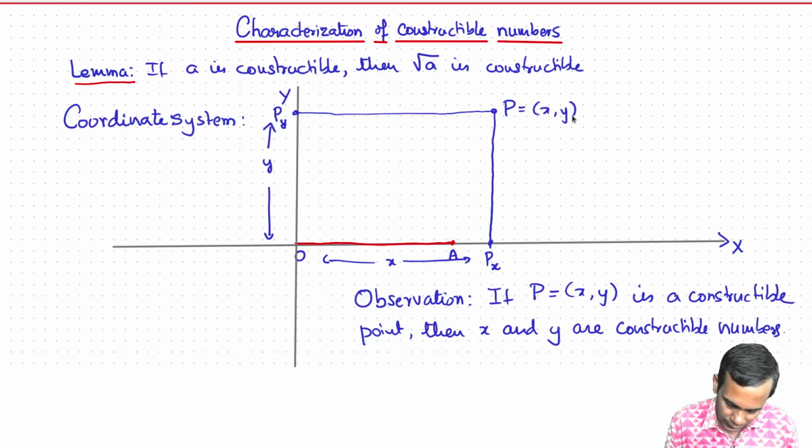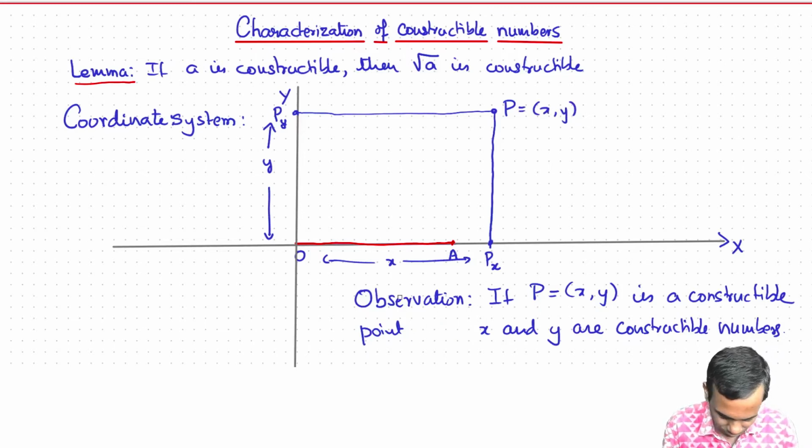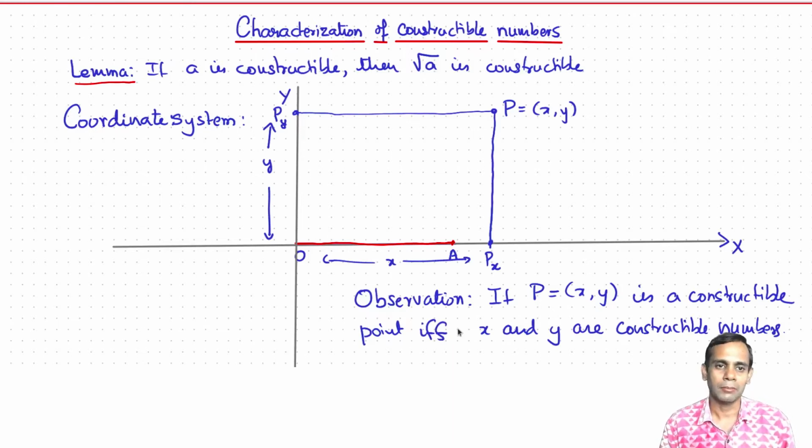So what I will do is change this from a one-way implication to an if and only if. A point P is constructible if and only if its x and y coordinates are constructible numbers. Now let us see what happens at each stage of a construction. At each stage, you've constructed a certain set of points and their coordinates would be constructible numbers. And now we can add a new point.